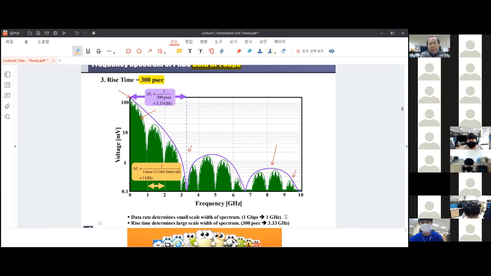근데 랜덤한 데이터를 보낼 때는 그 1010이 막 랜덤하기 때문에 지금 화면에 보이는 것처럼 굉장히 브로드밴드예요. 어떤 데이터는 계속 0을 보낼 수도 있고 어떤 데이터는 계속 1을 보낼 수도 있습니다. 그러니까 DC도 해야 되고 하이 프리퀀시 컴포넌트 10기가까지도 보내야 되는 거예요.